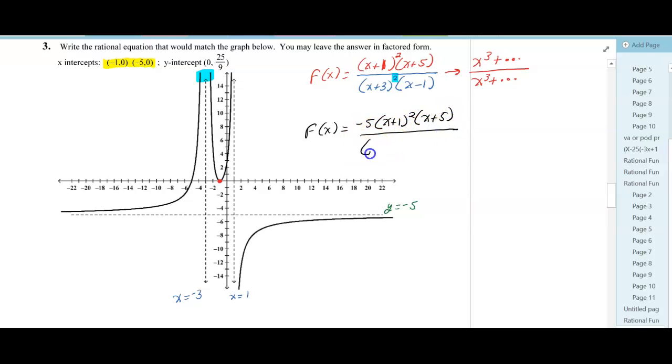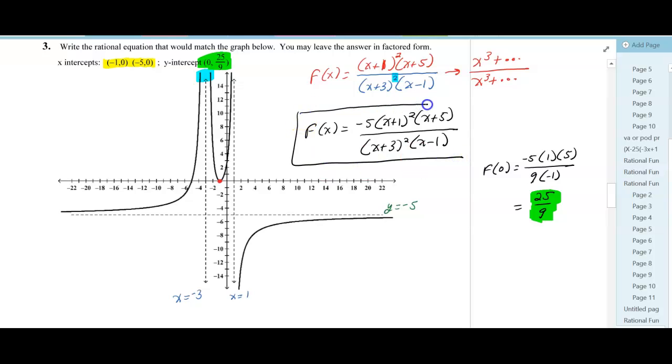I believe this is going to be the final answer, but I'm going to check it by using the y-intercept. Let's check it by calculating f of 0. Negative 5 times 1 times 5 over 9 times negative 1. The two negatives make a positive, so 25 over 9. And here in green, I give you the y-intercept, so that does check. So this is the function for that graph.